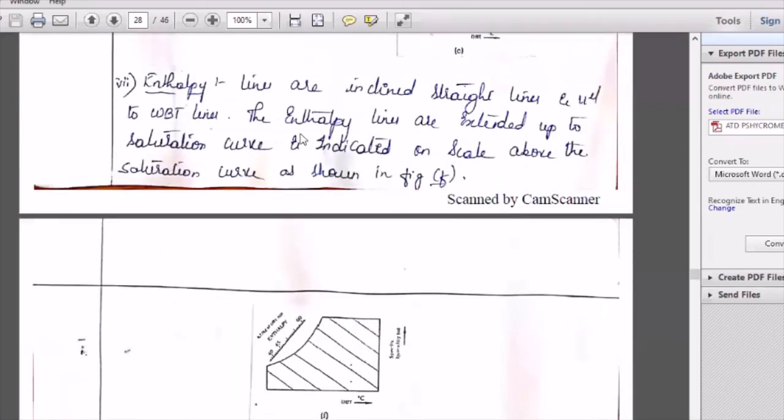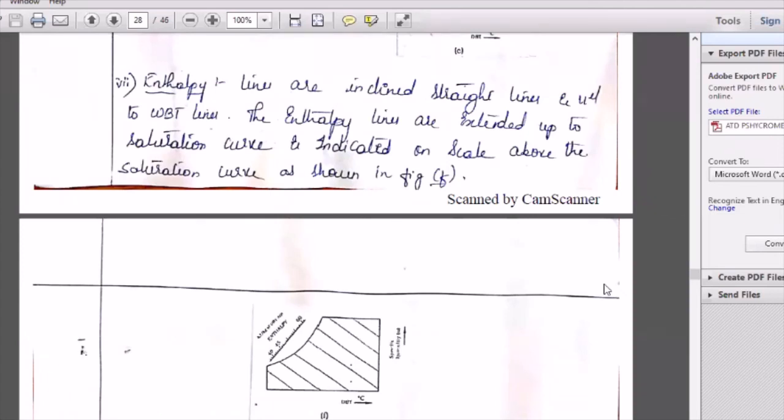So enthalpy lines are inclined straight lines, parallel to the wet bulb temperature lines. Just now what I told, the enthalpy lines are extended up to the saturation curve and indicated on a scale above the saturation curve. So enthalpy lines are always indicated above the saturation curve.